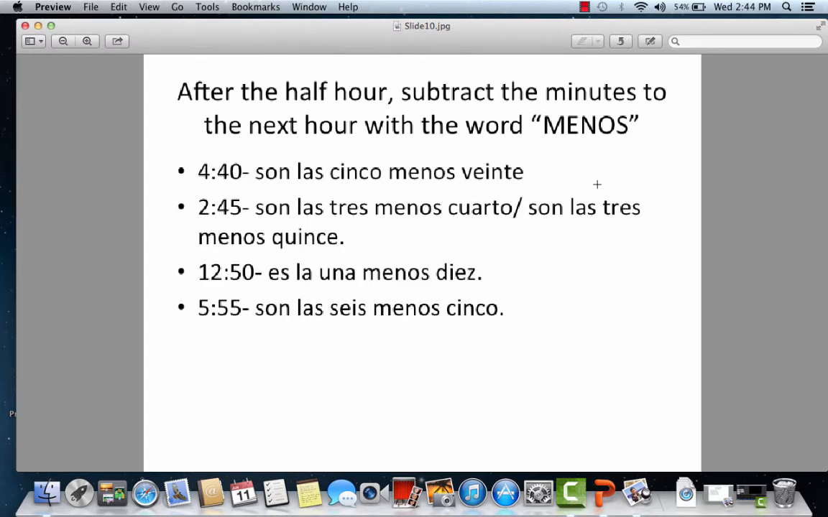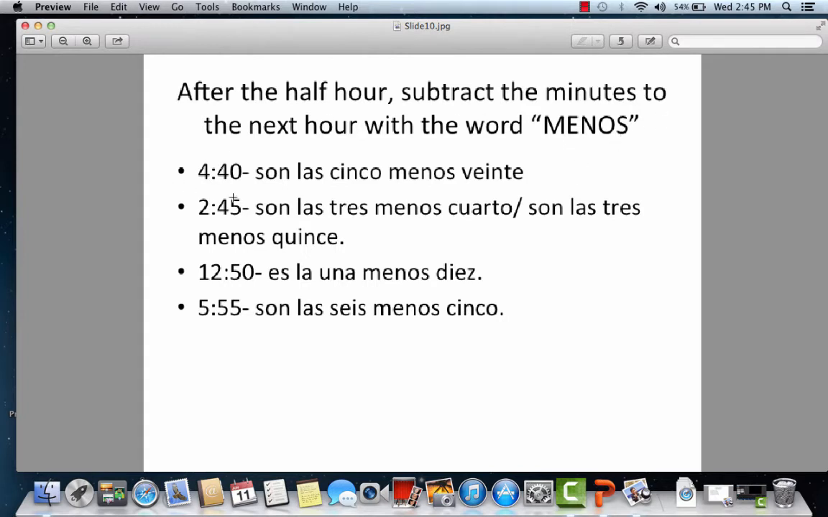After the half hour, in other words, after the clock hits the 30 minutes mark, you have two ways to tell time, just like in English. In Spanish, what you do is you subtract the minutes to the next hour using the word menos.